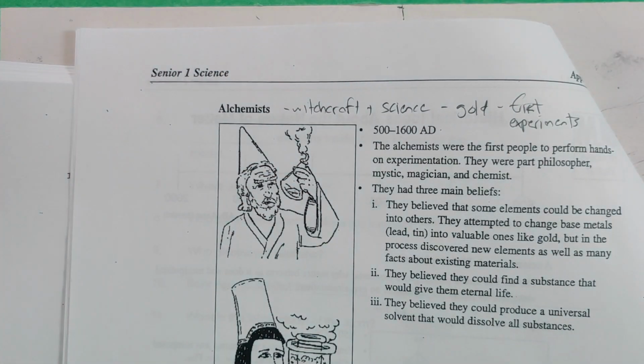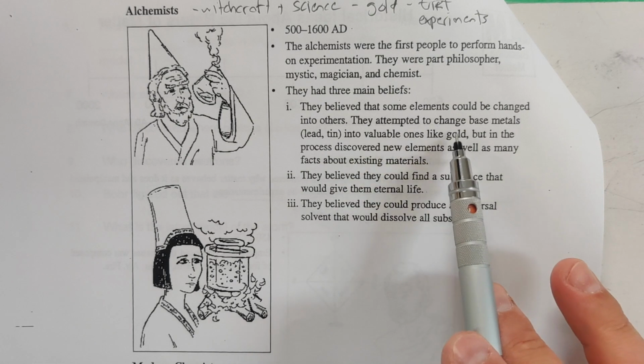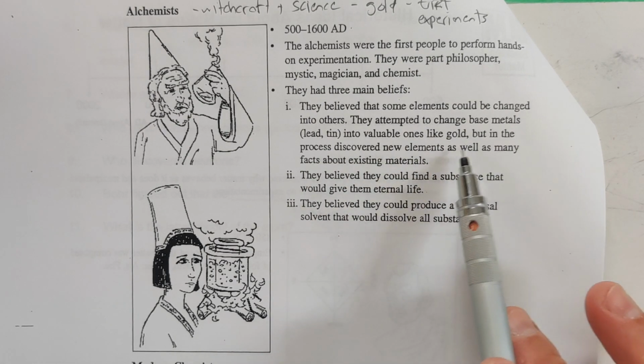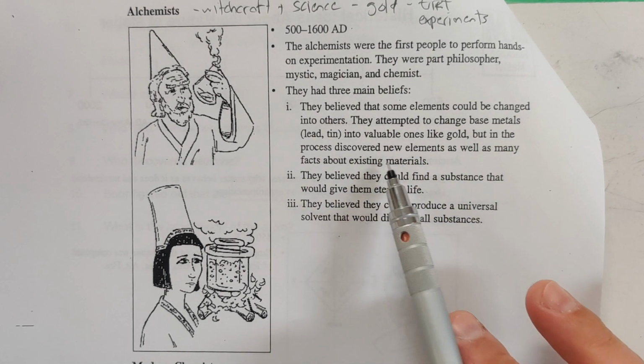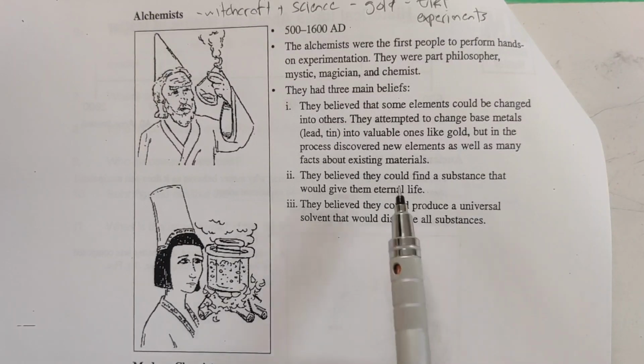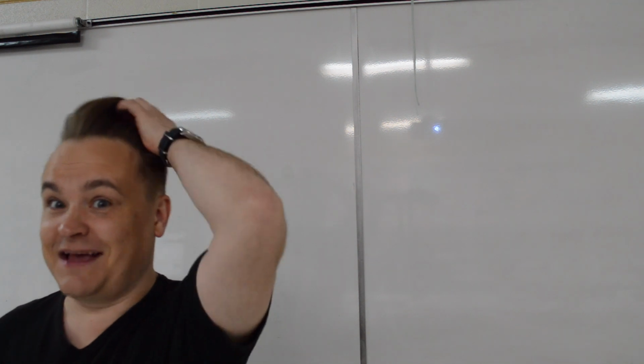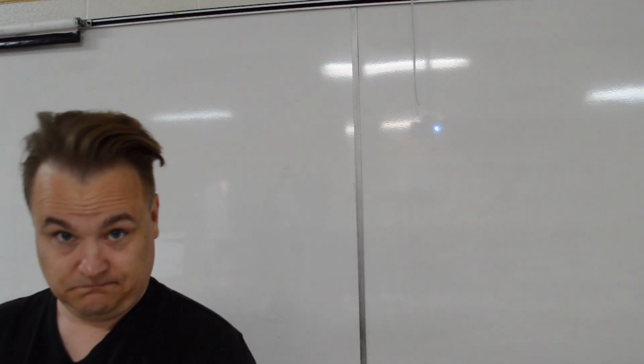Just so you have a summary of them, right? They believed that elements could be changed into others. They attempted to change base metals into valuable ones like gold, but in the process discovered new elements as well as many facts about existing materials. Pretty cool. They believed they could find a substance that would give them eternal life. Okay, that's just awesome. So this was one of their big goals.